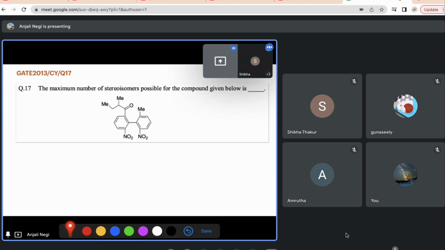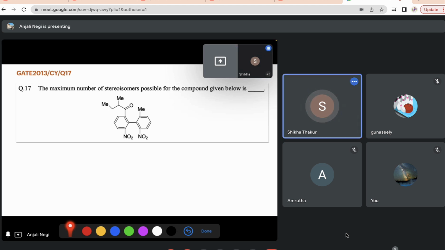Okay, so our next problem is this one. This came in GATE 2013. This is question number 17, and this question states that the maximum number of stereoisomers possible for the compound given below is. As I have not recorded this in the video, I have a little advantage here to ask you directly whether you can answer correctly or not.